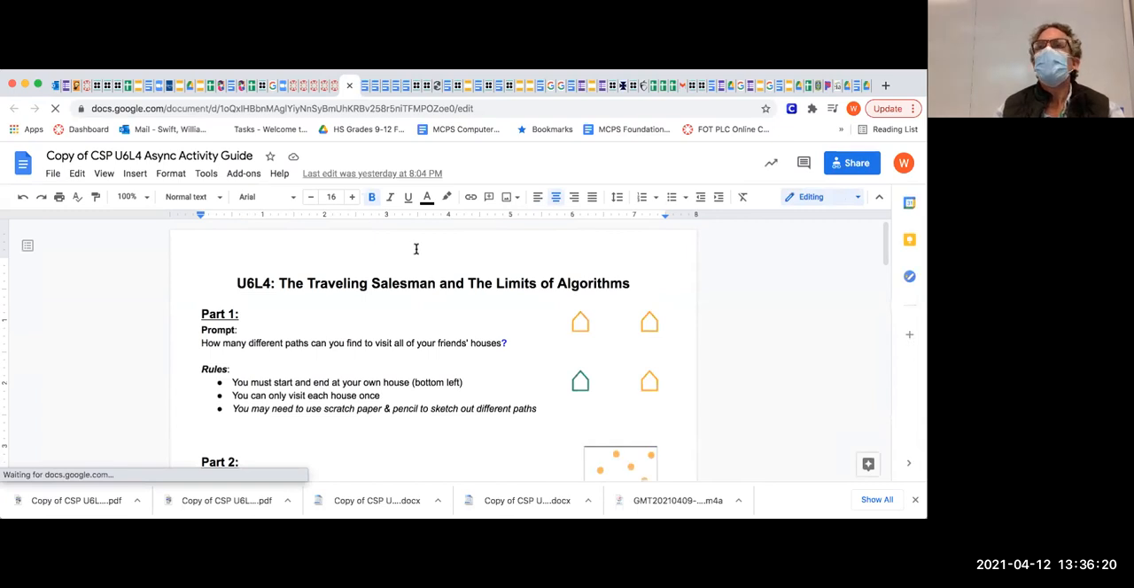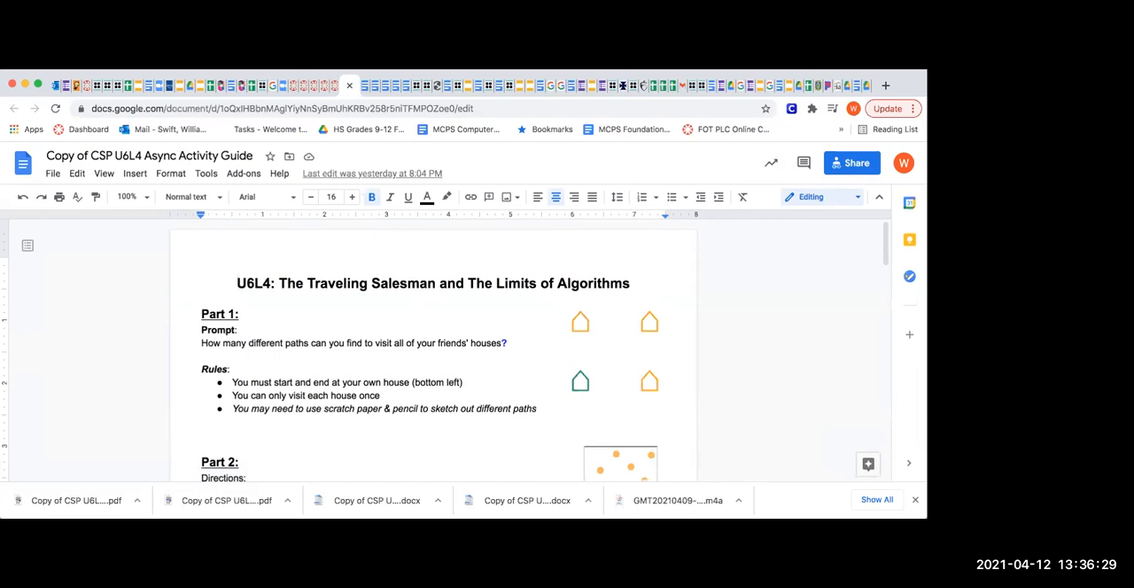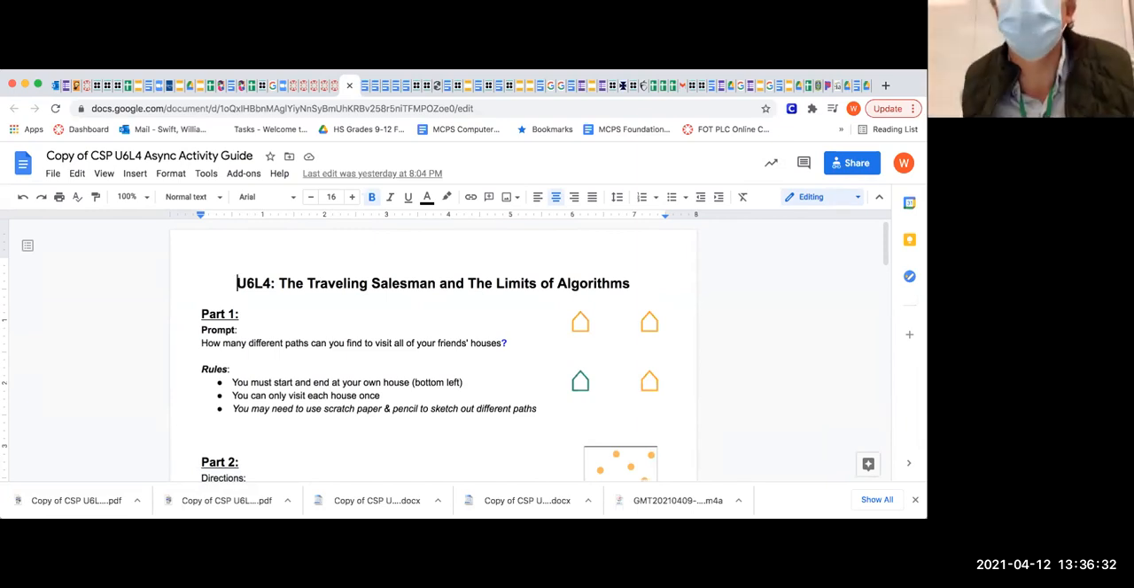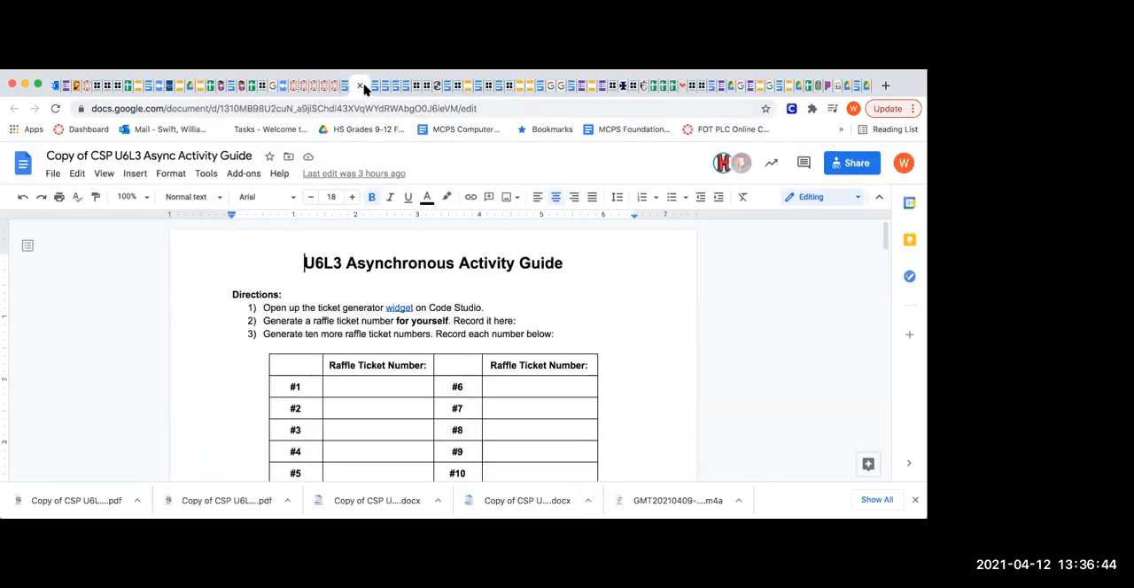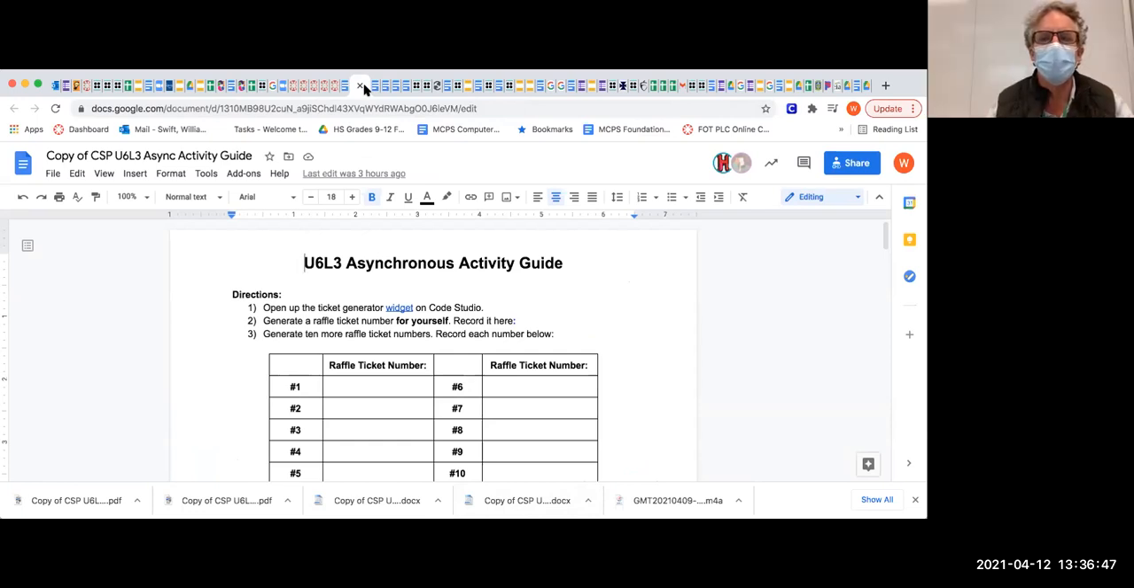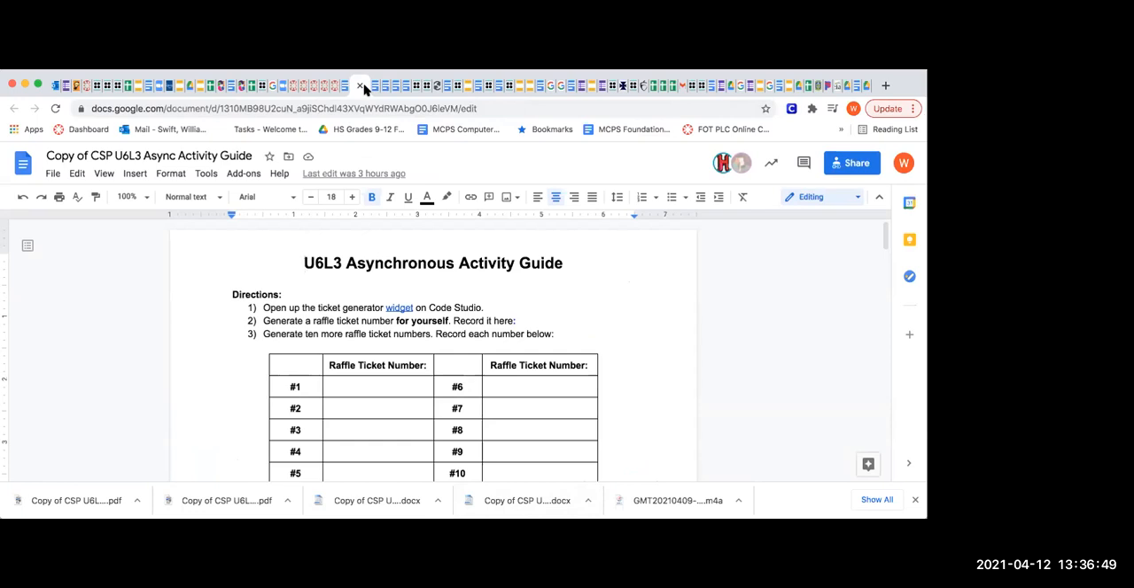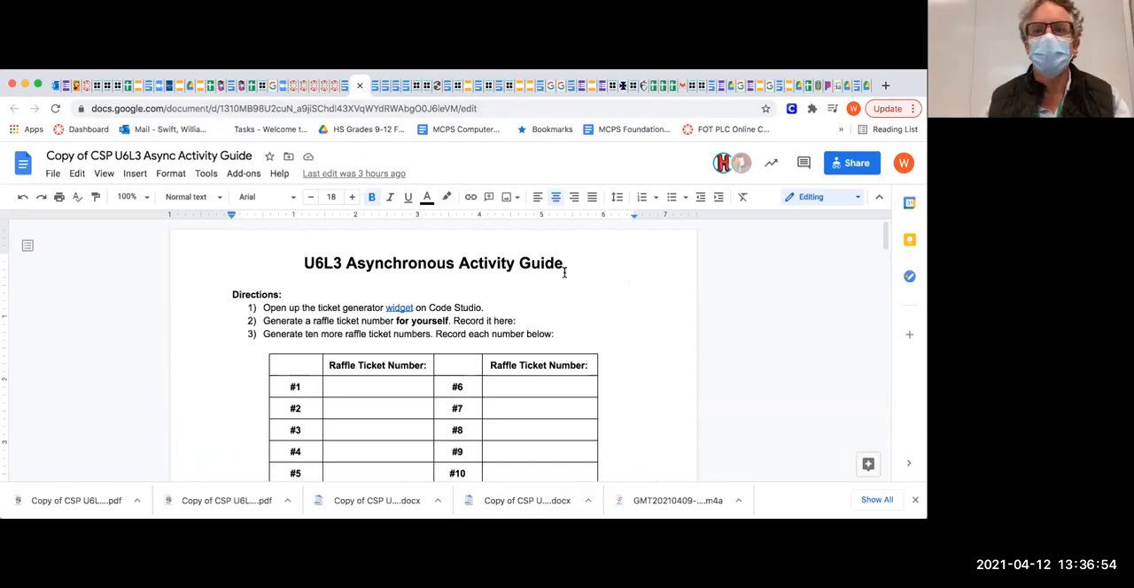So is everyone able to access your U6L3 and your U6L4 worksheets? No, I was having some trouble with it. Okay, I'm going to put a link into the chat. It's something that everyone has had difficulty with today. Is this for fourth quarter or this is also for third quarter assignment? Technically, this is fourth quarter. It's due Monday. Quarter ends on the 16th. So this is not for this quarter.